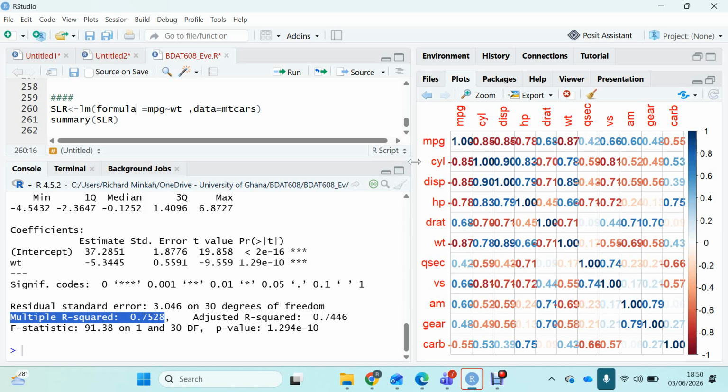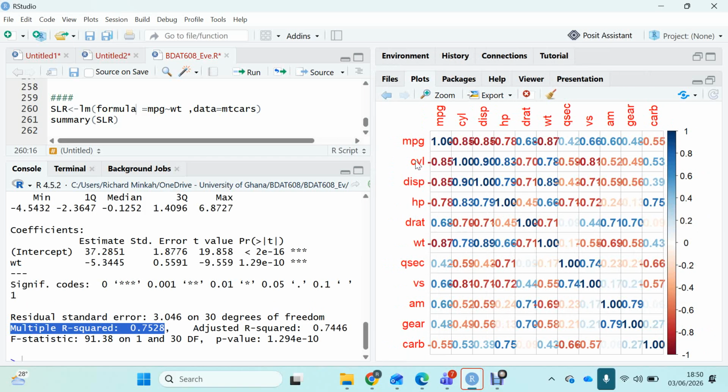That is 75%. It explains the dependent variable, MPG, at 75%. So it means that 75% of the variation you see in the MPG can be explained or attributed to what? It is as a result of this weight, the independent variable. Good. So now you realize that this is quite significant. Okay, we can't throw it out.